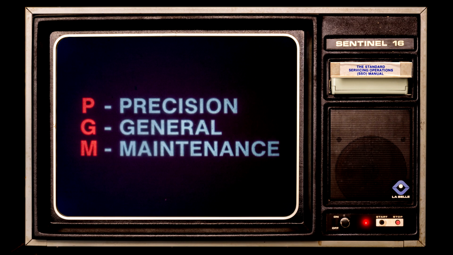The last column on each page contains the suggested skill level code for each operation. The G here stands for General. There are 3 skill levels. P stands for Precision, G stands for General, M indicates Maintenance.